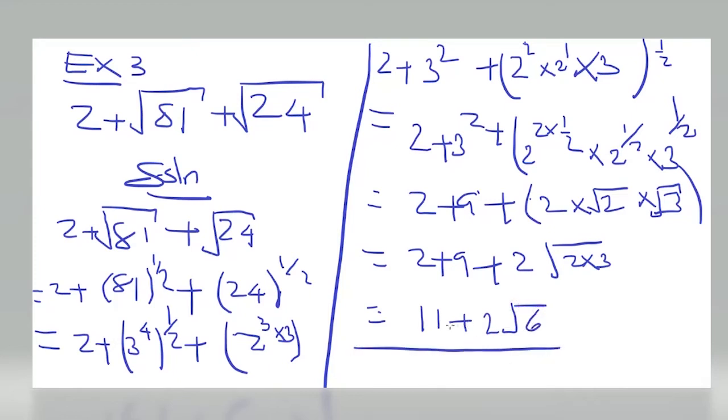This 11, maybe somebody might try to add 11 plus 2. No, they are not the same, because 11 doesn't possess any radical sign of 6. If it were 11 radical of 6, then we would add the operations. But since they are different, we can end there. That's the end of that question.